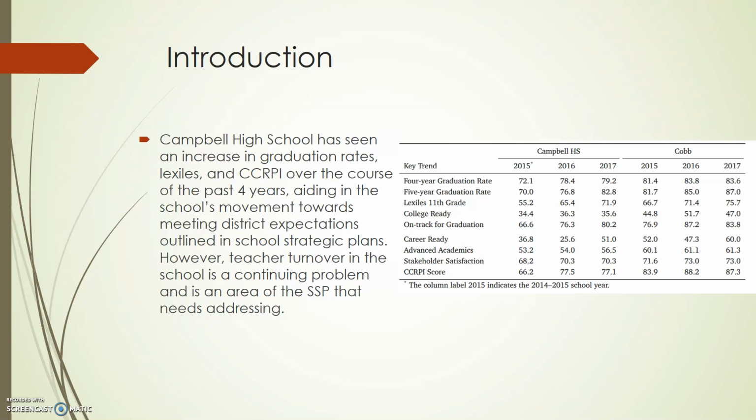So Campbell High School, what we've seen over the past 4 years is that we are consistently behind district targets in terms of graduation rates, Lexiles, college readiness, all of those indicators that lead into CCRPI. But we have seen steady growth over the past 4 years. And so while I was going through trying to identify some problems that we had, I noticed that teacher turnover is one of those continuing problems and is something that the district has even tried to target for every single school, right? The retention of really good teachers within the county.